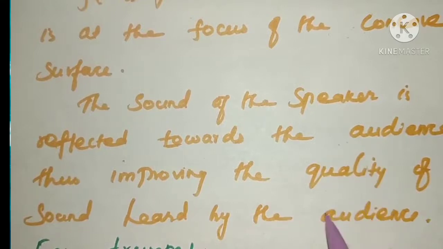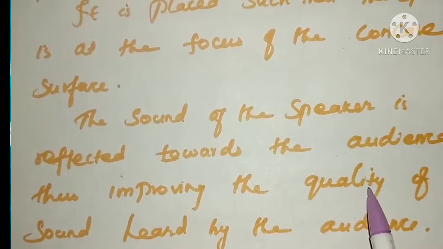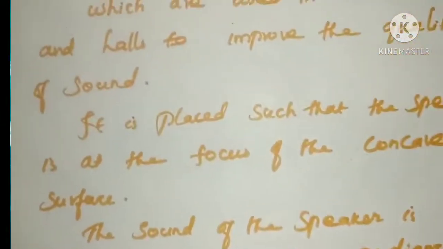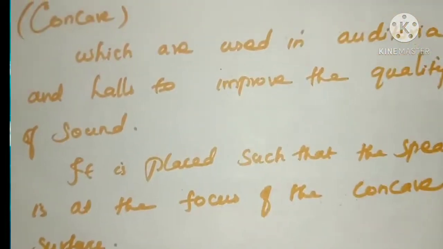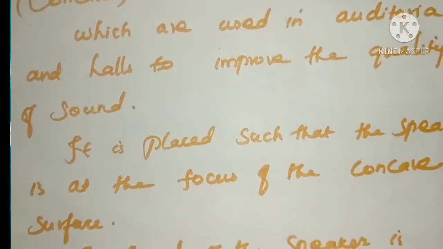Okay, so the audience can clearly hear the sound. They are using this soundboard. What kind of surface is this? Concave surfaces. To improve the quality of the sound they are using this type of soundboard. It is placed such that the speaker is at the focus of the concave surface; they keep the speaker near the concave surface.